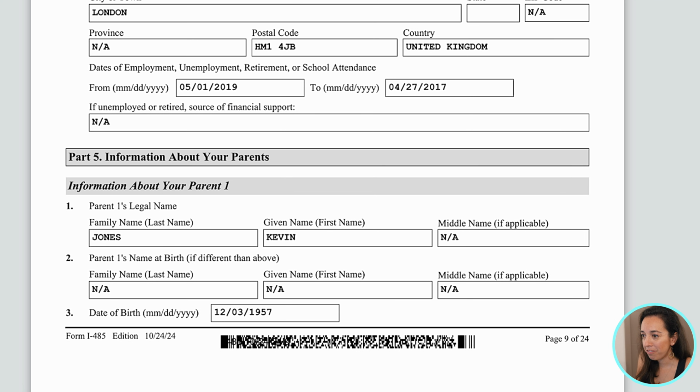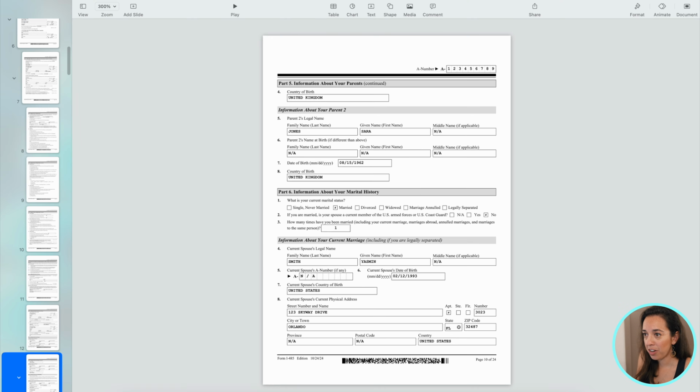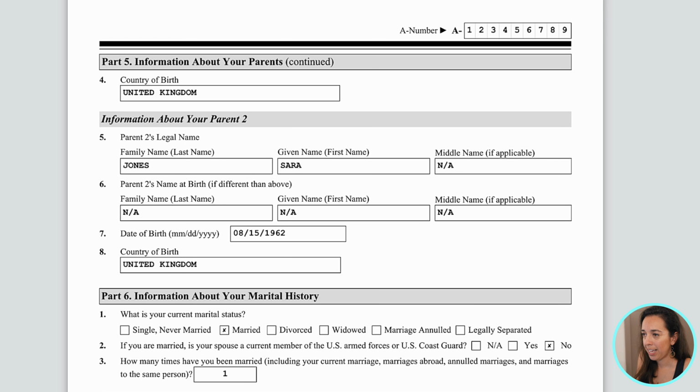Part 5 asks information about the beneficiary's parents. So question 1, we wrote down my husband's father's last name, his first name, and wrote NA for the middle name. Question 2 asks for parent 1's name at birth if different than above. So we just wrote NA. We then wrote my beneficiary's father's date of birth in question 3. And on the next page, for question 4, it asks for their country of birth. So we wrote United Kingdom.